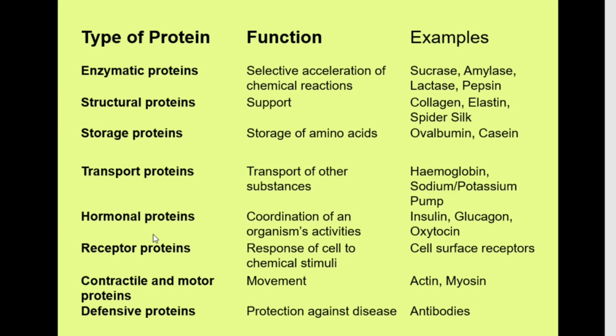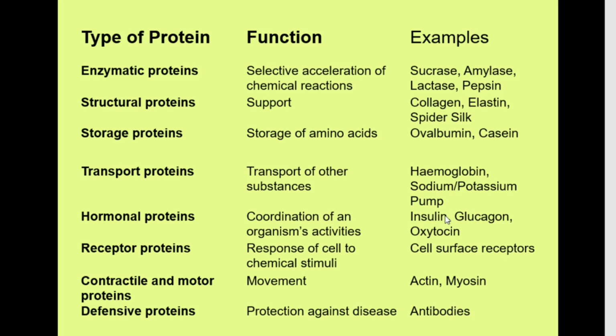Okay, next group, hormonal proteins. We talked about some other hormones before when we talked about lipids. So we had the steroid hormones, so estrogen and testosterone, cholesterol, progesterone, and vitamin D. Well, those are examples of lipid hormones or steroid hormones. But we also get a lot of hormones that are proteins. And these coordinate an organism's long-term, long-acting activities, things like metabolism and growth and the regulating of blood calcium levels, blood glucose levels, things like that.